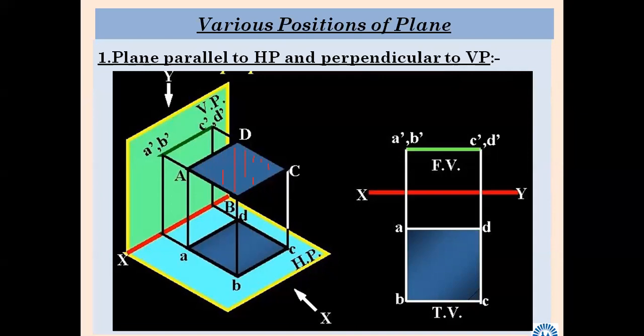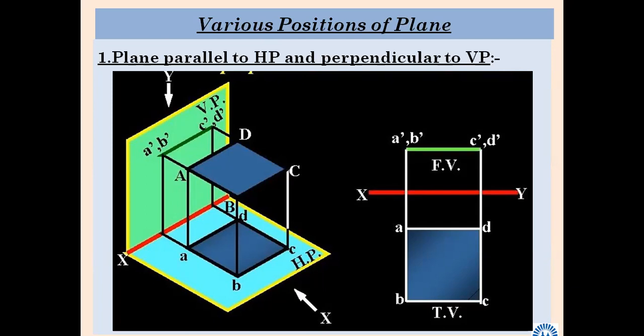Square plane. To whom is it parallel? HP means in which plane? It will show its true shape in this plane, HP. In HP, which view are we getting? Top view. And the given plane, square plane ABCD, to whom is it perpendicular? VP. Okay, so what will it show in VP?